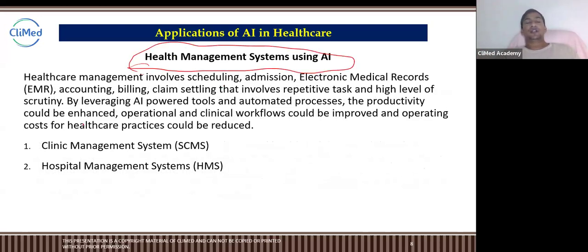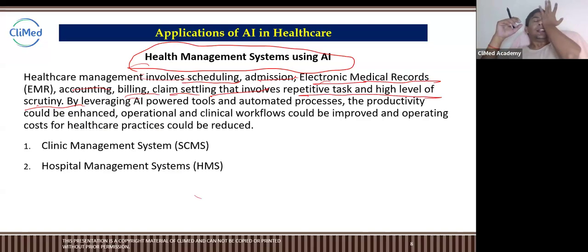HMS, you all have heard, right? Every hospital uses the hospital management system, and that hospital management system takes care of the entire hospital, right? So AI can be used here for what? AI can be used here for the scheduling of appointments, admissions, electronic medical records, accounting, billing, and claim settling. And then there are repetitive tasks, and a high level of security or scrutiny is needed. So AI can help in everything here also, in healthcare management, right?